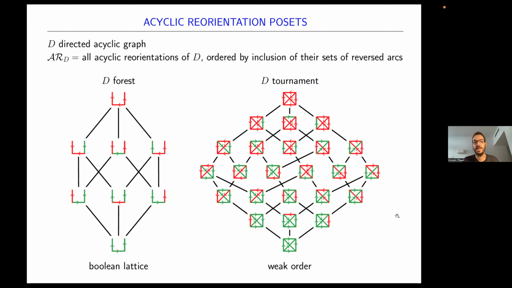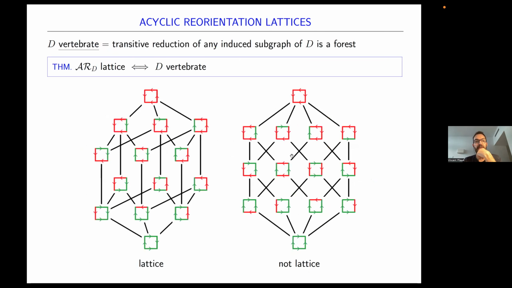So what we'll do now is try to do the same thing I did on the weak order and try to do it on these acyclic reorientation posets. The first thing that we want to understand is when is this acyclic reorientation poset a lattice? And the answer is actually very simple, but I think it was not observed before. So the acyclic reorientation poset is a lattice if and only if the graph is what I call vertebrate.